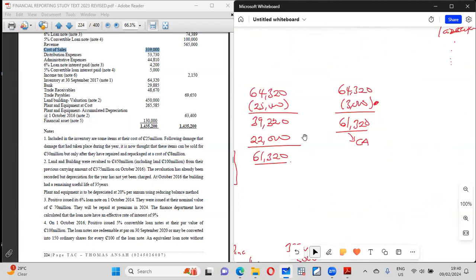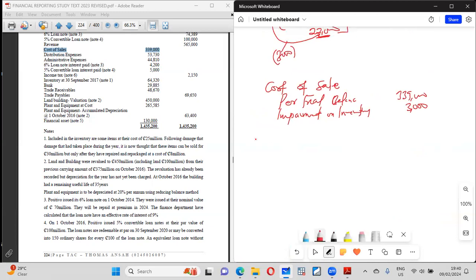Now I go to my note two. What is note two about? It says that land and building was revalued to 450, including land 100, from their previous carrying amount of 375 on October 2016. The revaluation has already been recorded, so it is not our job to record it anymore. But the depreciation is yet to be charged. At October, the building's remaining useful life is 35. Then the plant and equipment will be depreciated by 20% reducing balance.